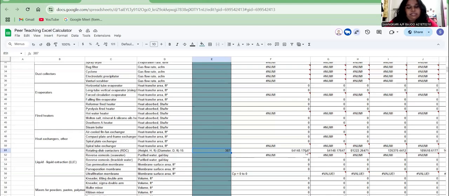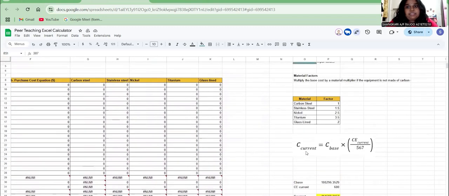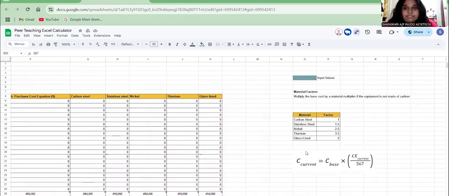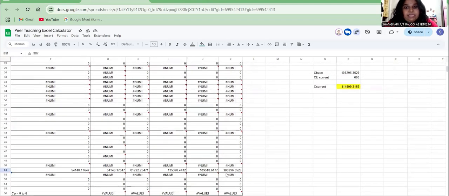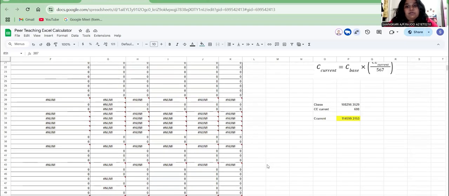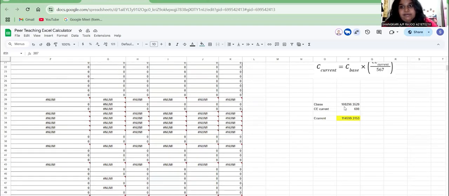54,148.17647. After you get your FOB purchase cost, you should also consider the material factors, where 5 materials are being discussed: carbon steel, stainless steel, nickel, titanium, and glass lined, with material factors of 1, 1.5, 2.5, 3.5, and 2. For this equation, we are taking the material factor of 2, which is glass lined, and the value will be 108,296.3529. So the C base value is the one we have calculated, 108,296.3529, and the CE cost index current is 600, given by the question.